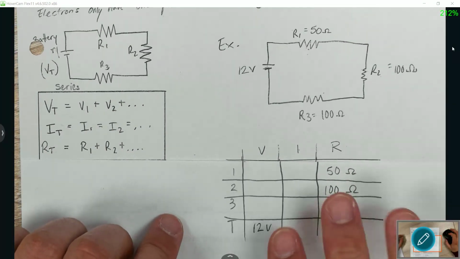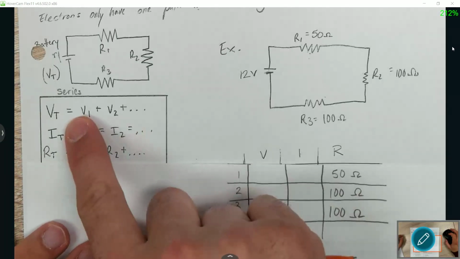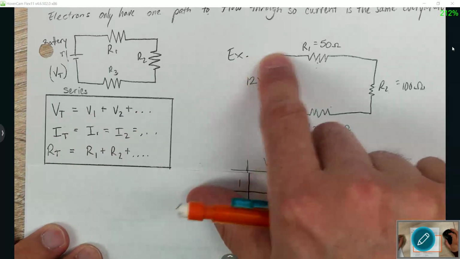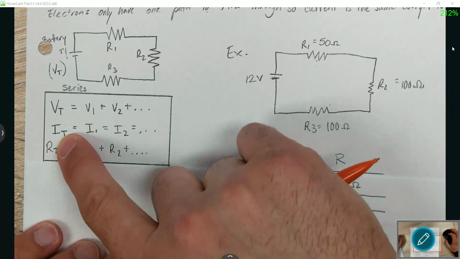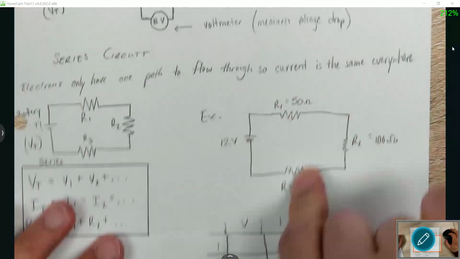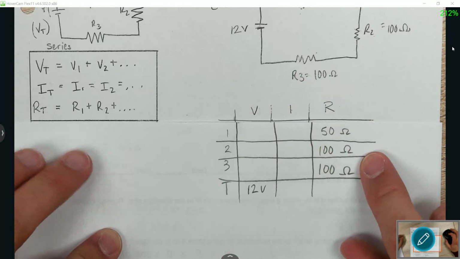So if you don't have 2 in any row, then you have to use the rules. One of the rules will give you a piece of information. So let's look at our rules. The total voltage is equal to V1, V2, and so on. I don't have that, so I can't use that yet. I don't know what the current is yet because I don't see an ammeter anywhere that gives me that.